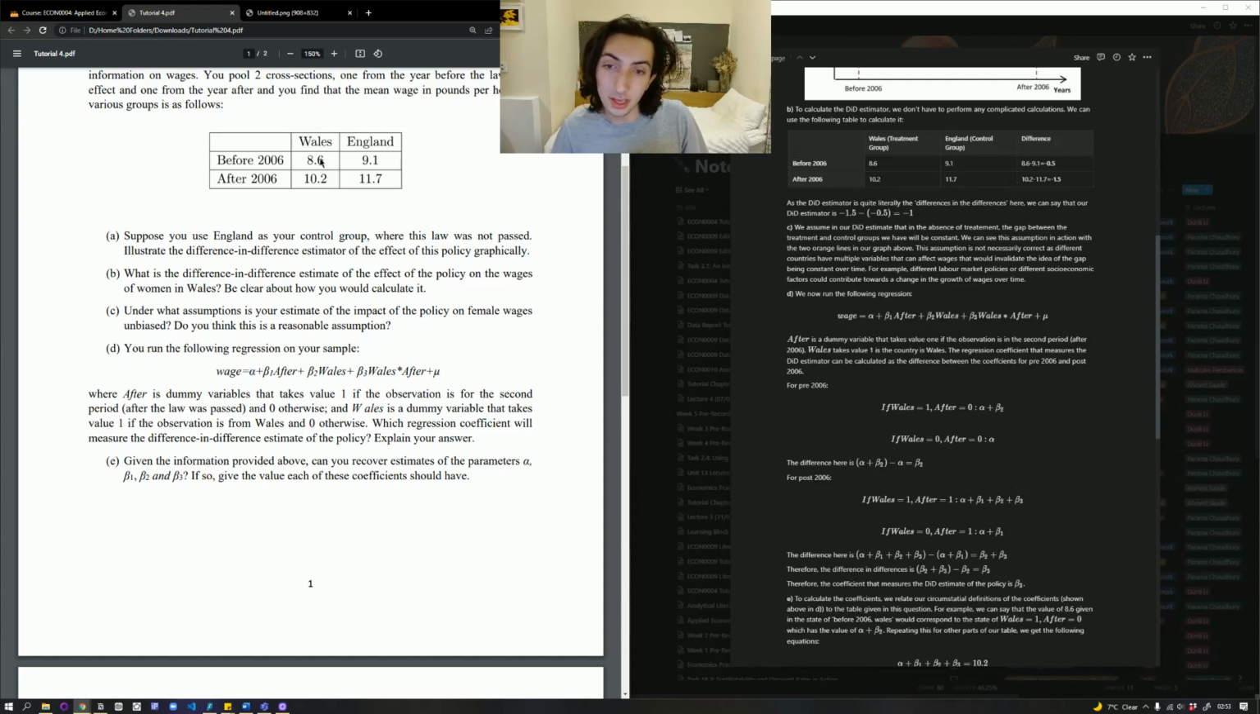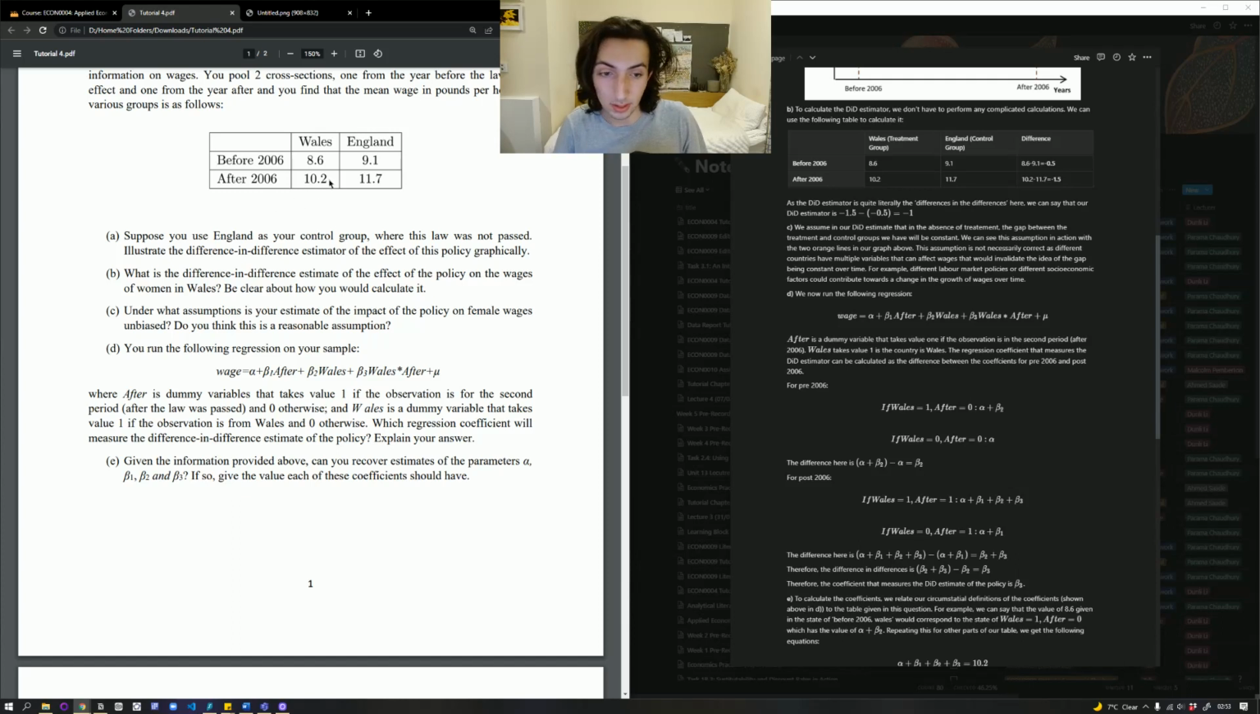Anyways, to calculate the difference in difference estimator, we've got to do it for different time periods. So you can see here that we've got both times before 2006. We already established that this one is going to be alpha plus beta 2. What about England, so not Wales, before? That's going to be 0 all around, right? So that's going to be alpha. So we need to calculate the difference between alpha plus beta 2 and alpha, which surprisingly enough is beta 2.